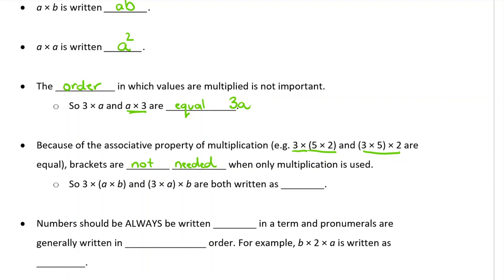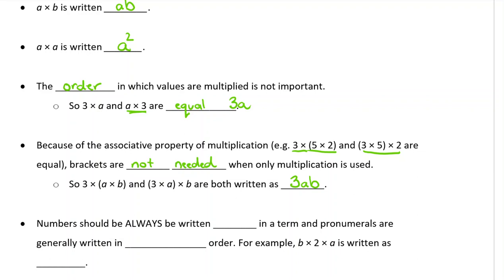Okay, so for example, with algebra, if we have 3 times a times b, or 3 times a times b with the brackets in different places, both of those things would be written as number first, 3, and then alphabetical order, a, b.